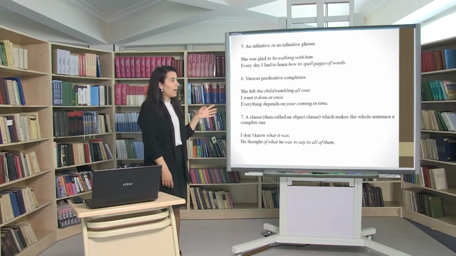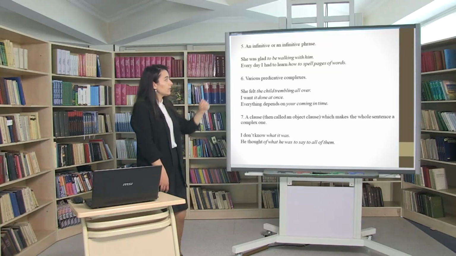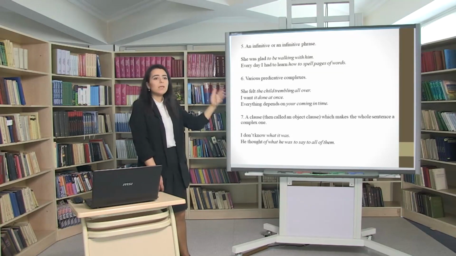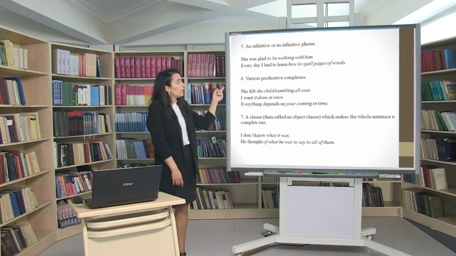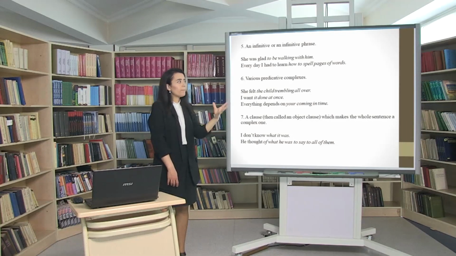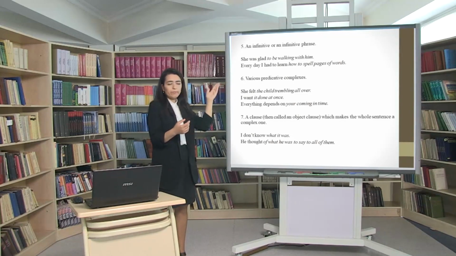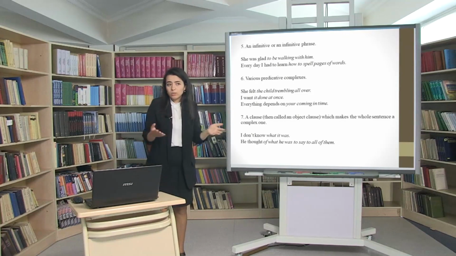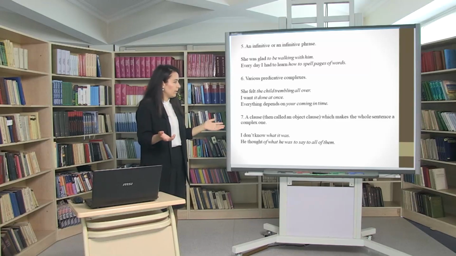And every day I had to learn how to spell pages of words. In the sentence, how to spell pages of the words, this is an infinitive construction, and after to learn, we can easily know that if any construction with to or bare infinitive is followed by a verb, it means that it is used in the function of object.